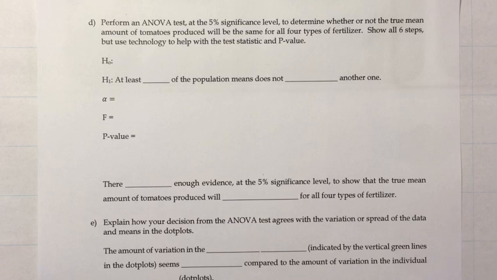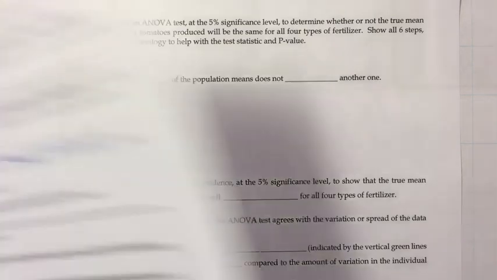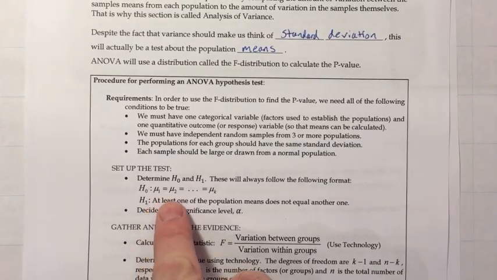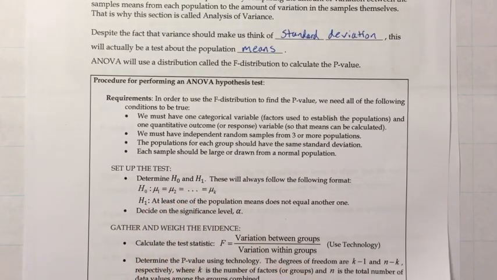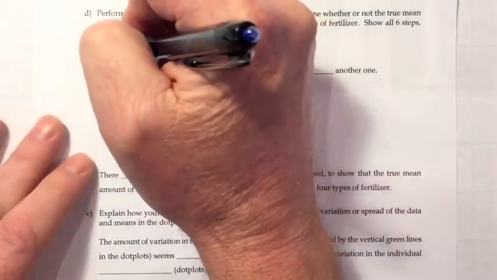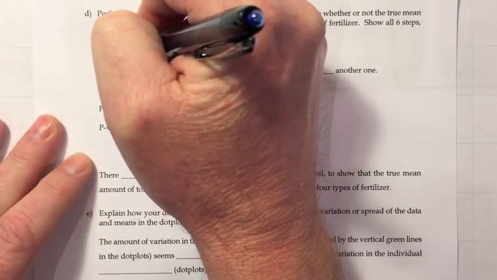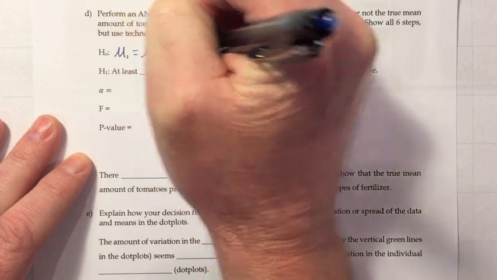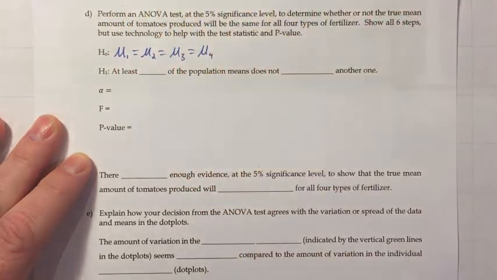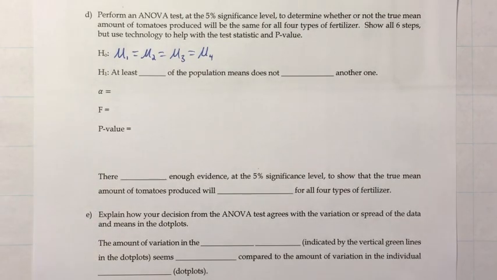I'm going to cycle some other pages here in front of you as we go through this. Our H0 is always supposed to have this format, mu1 equals mu2 dot dot dot mu sub k. That format, but it doesn't say exactly that. So what we're going to write here is mu1 equals mu2 equals mu3 equals mu4. We had 4 types of fertilizer, so we're going to say the mean of the first is the same as the mean of the second and the third and the fourth.